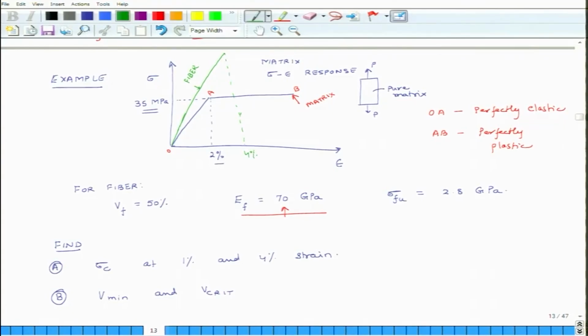At 4% strain, we have computed that this fiber is going to break. So, this is epsilon Fu, and when the fiber breaks at 4%, what is the stress in the matrix? 35 MPa. So, this point is also sigma m at epsilon Fu. Understood?